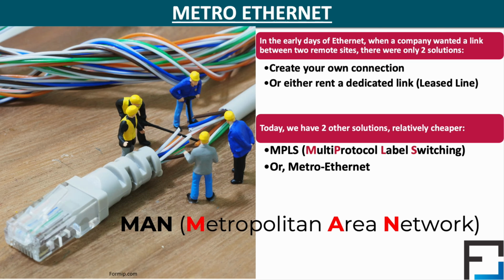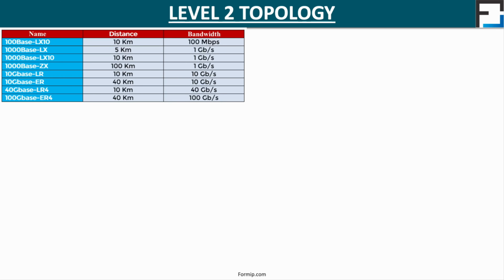Metro Ethernet allows a company with multiple remote locations to be interconnected. Metro Ethernet was first used outside of LAN in metropolitan areas. That is to say, in the MAN, Metropolitan Area Network. As these are long distances, the cabling is done in fiber optics. And here is a table that includes some of the standards adapted to Metro Ethernet.